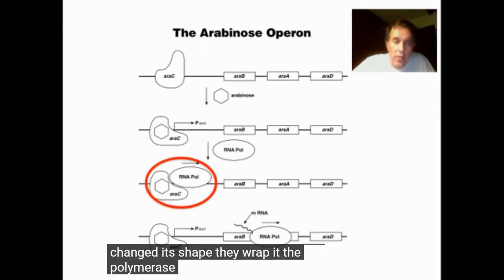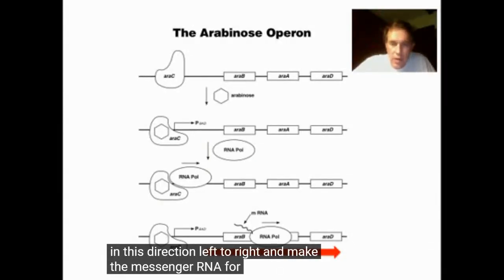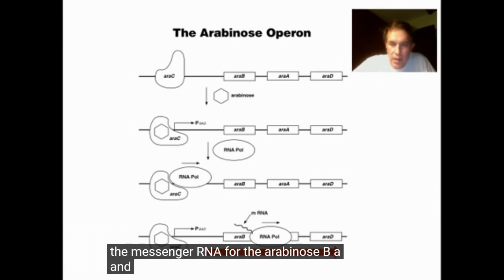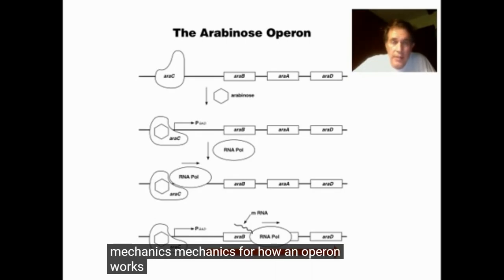The polymerase can bind and then go down the gene and transcribe the genes in this direction, left to right, and make the messenger RNA for the arabinose B, A, and D. It's the basic mechanics for how an operon works.